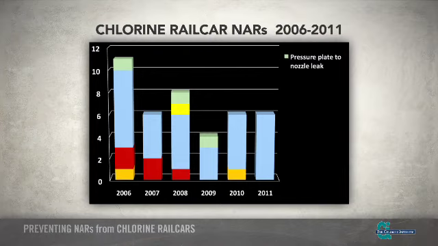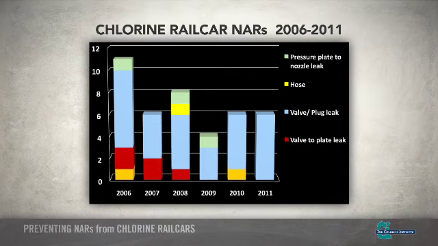The light green bar indicates the number of leaks that came from the connection between the pressure plate and the tank nozzle. The yellow bar shows a leak that occurred from a hose. The light blue bars are leaks that occurred somewhere on the valve or a leak through the valve from an unsecured plug. The red bars indicate leaks that occurred where the valve attaches to the pressure plate. And the orange bars are leaks that occurred in the tank shell. Clearly, the greatest opportunity for improvement involves reducing valve leaks.